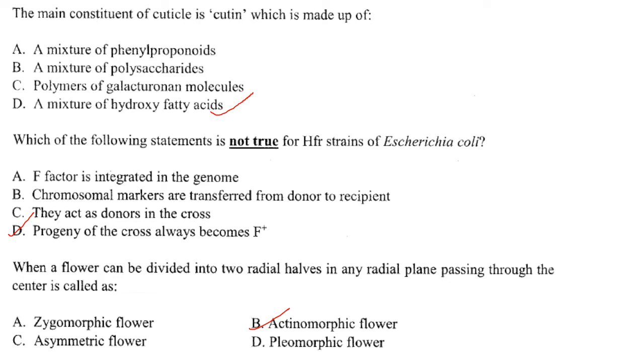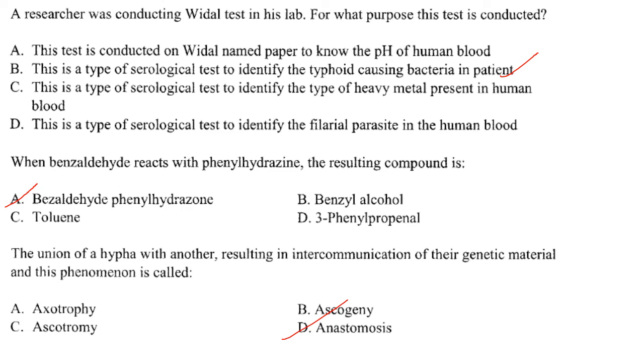Then next one. When a flower can be divided into two radial halves in any radial plane passing through the center, it is called an actinomorphic flower. Answer is option. Then a researcher was conducting Vidal test in his lab. For what purpose is this test conducted? So this type of serological test is to identify the typhoid causing bacteria in a patient. So answer is option B.